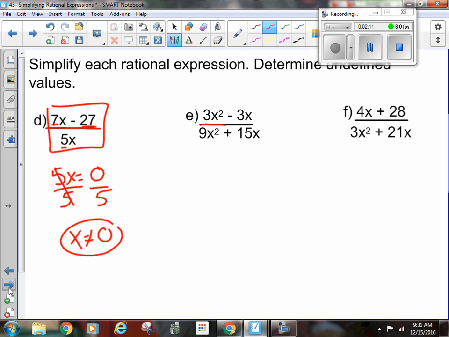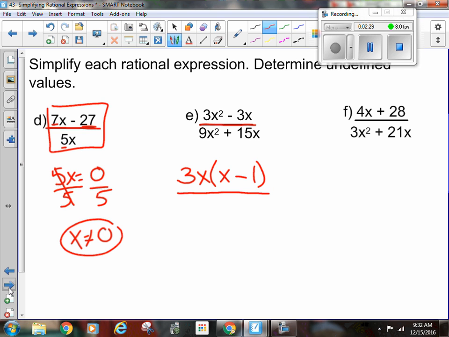I'm going to look at the numerator first. So I have 3x squared minus 3x, and I ask myself, is there anything I can divide out of both of those? Well, I can divide a 3 out of both of those, and I can take an x out. So we're factoring that out. That's the greatest common factor. And what's left is x minus 1.